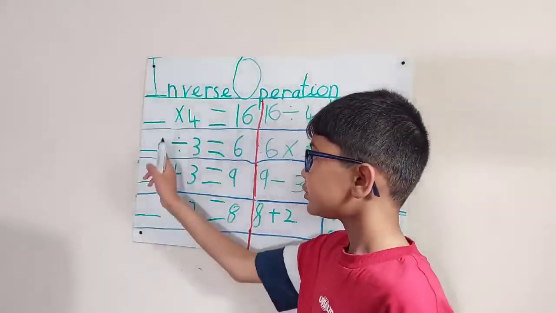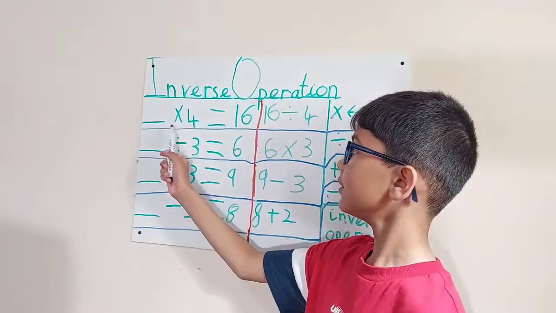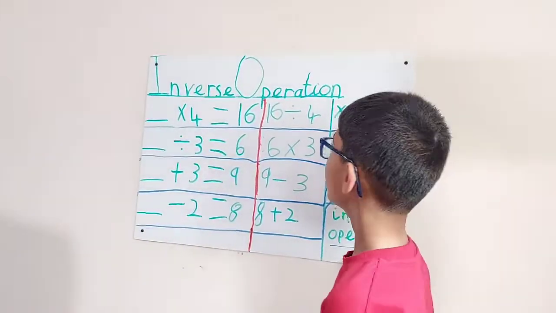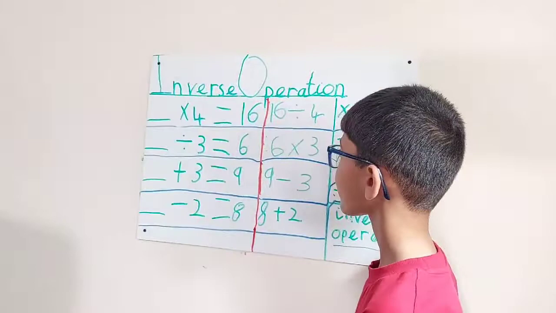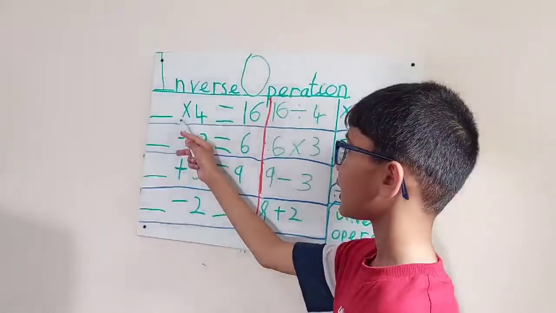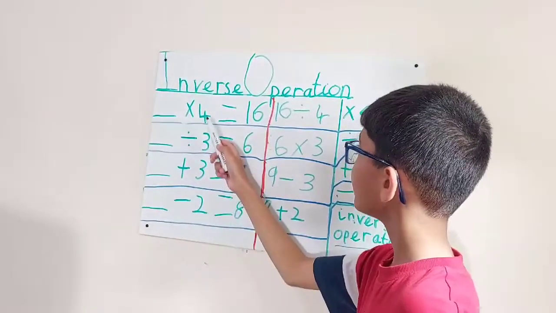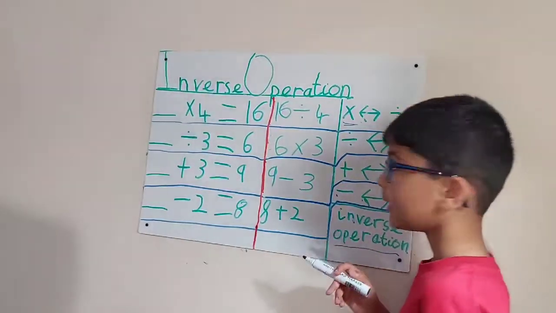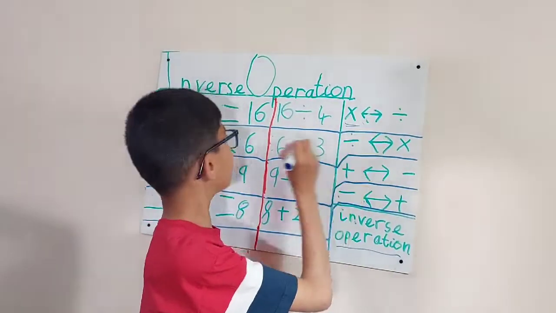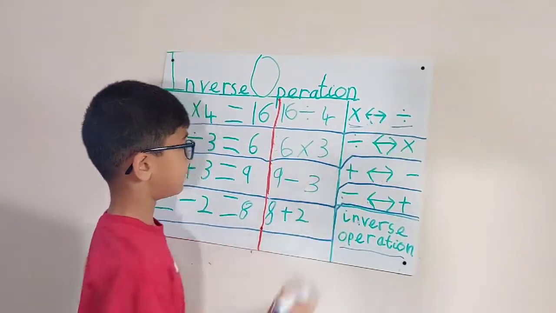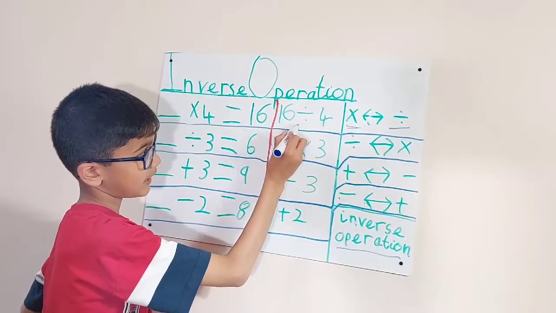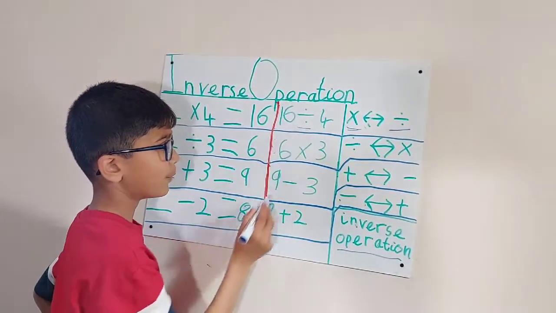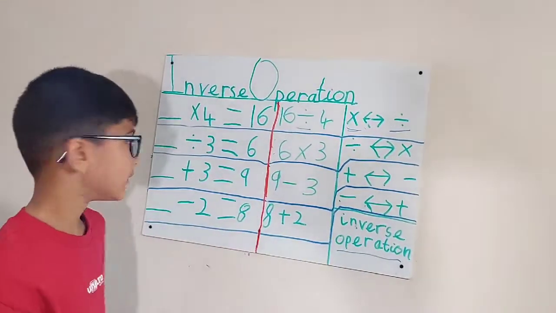So, our question here is times 4 equals 16. So, how should we do it? What we do is check what symbol is here. Right here it's times, which is over here, and its inverse is divide, so we're going to be dividing. So 16 divided by 4, which equals 4.